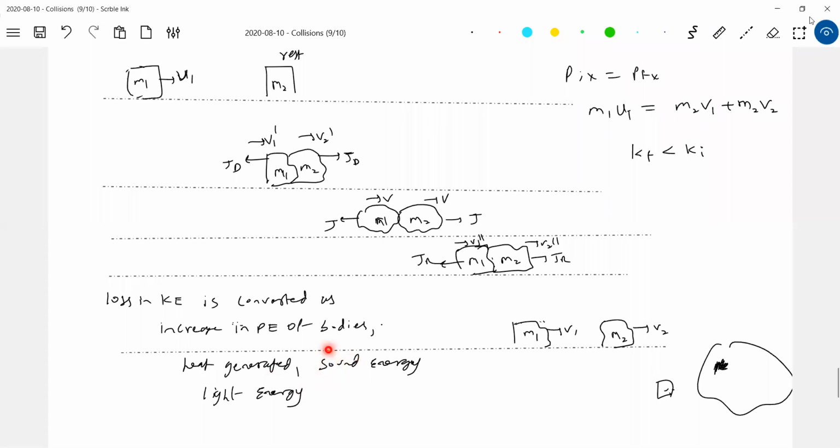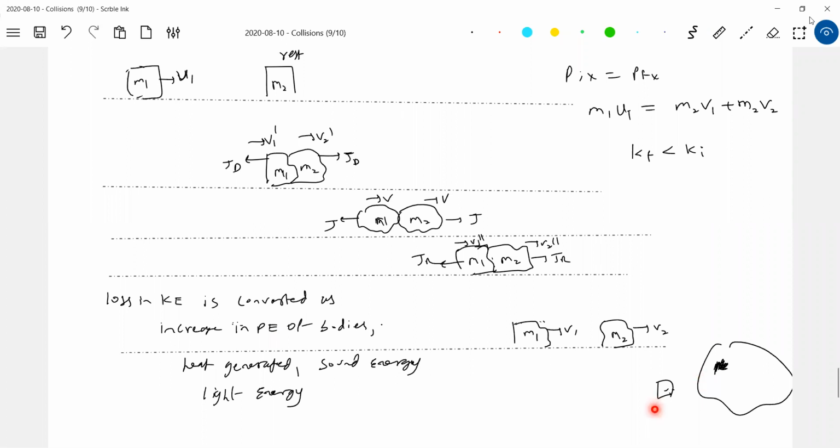If the body is less rigid, then what happens? Light will not be possible. You take some soft object, or any sponge ball, and throw it against a wall. We don't get light energy, and we hardly get sound energy. The maximum will be the increase in potential energy. It all depends upon the type of surfaces which come and collide.